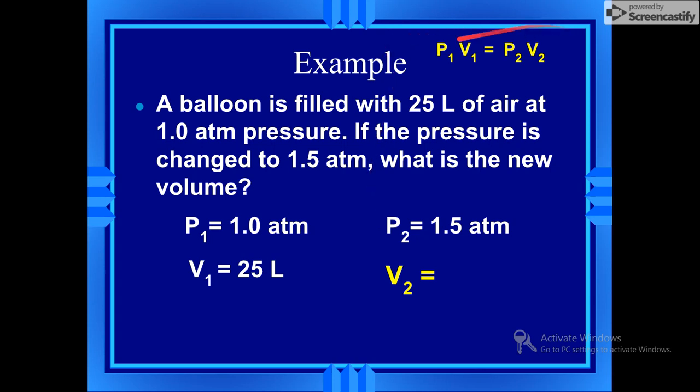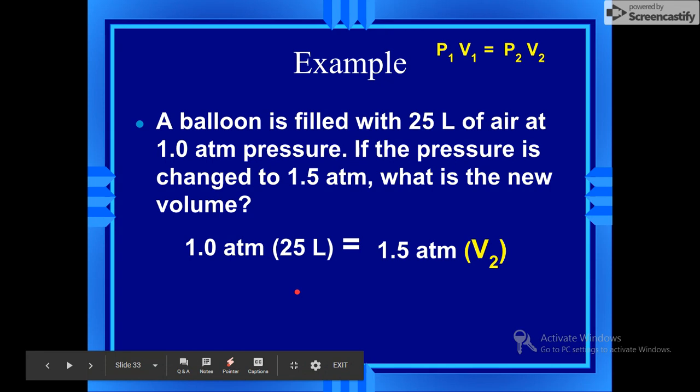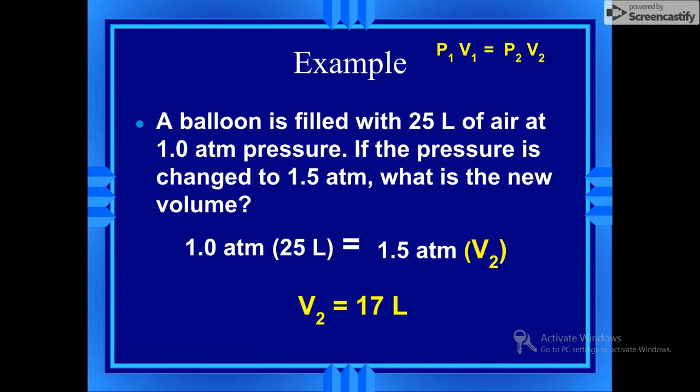Once again, we're just using this equation, and so we plug in what we know. We know that 1 atmosphere times 25 liters is going to equal 1.5 atmospheres times our final volume, or our V2. To solve for V2, we're just using simple algebra. We're just going to divide both sides by 1.5. And so then we'll get that our V2 equals 17 liters. So that's the answer. And it was just that simple.